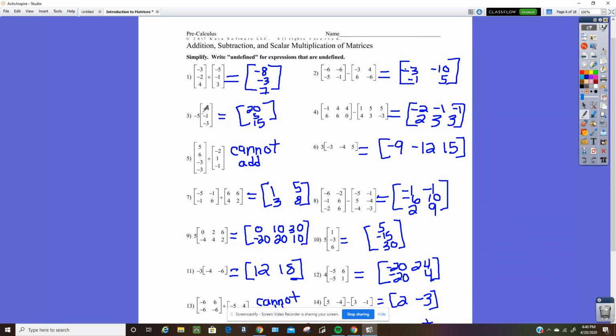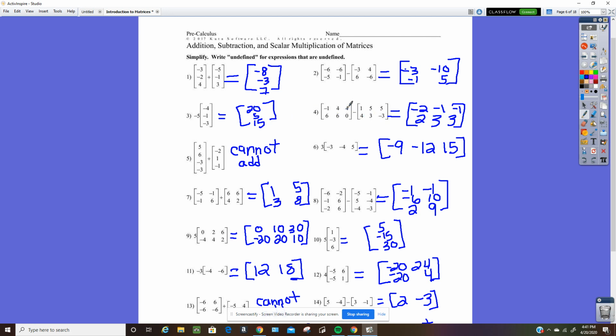Number 3, you have a scalar multiplied by a 3 by 1. So you're going to multiply each entry by -5. -5 times -4 is 20. -5 times -1 is 5. -5 times -3 is 15.